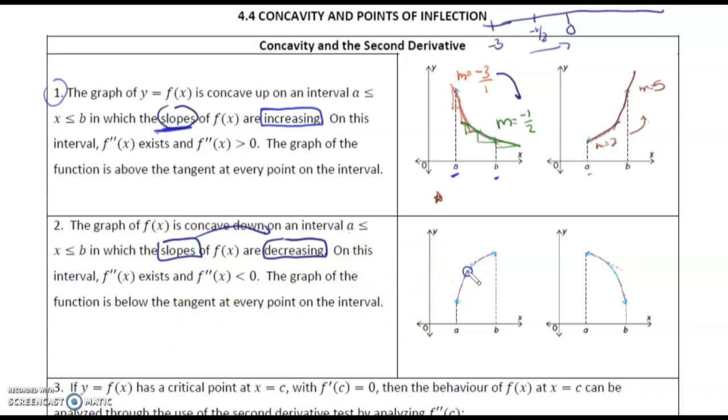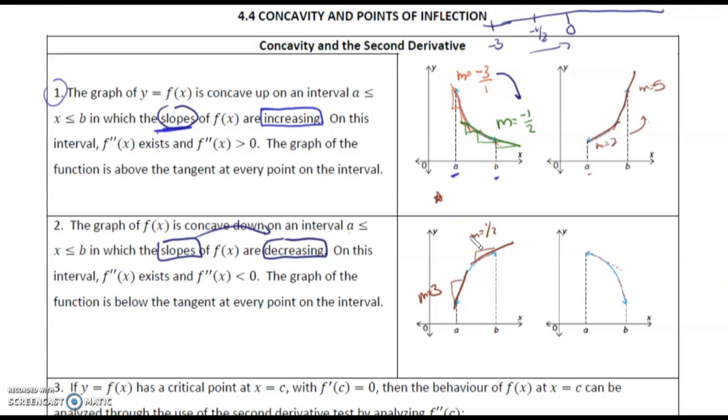So if we had two tangent lines like this, this is the easy one. Maybe the slope here is 3 over 1, and the slope here is 1 over 2 or something. So we can see that that one's decreasing. That one's coming to a halt.